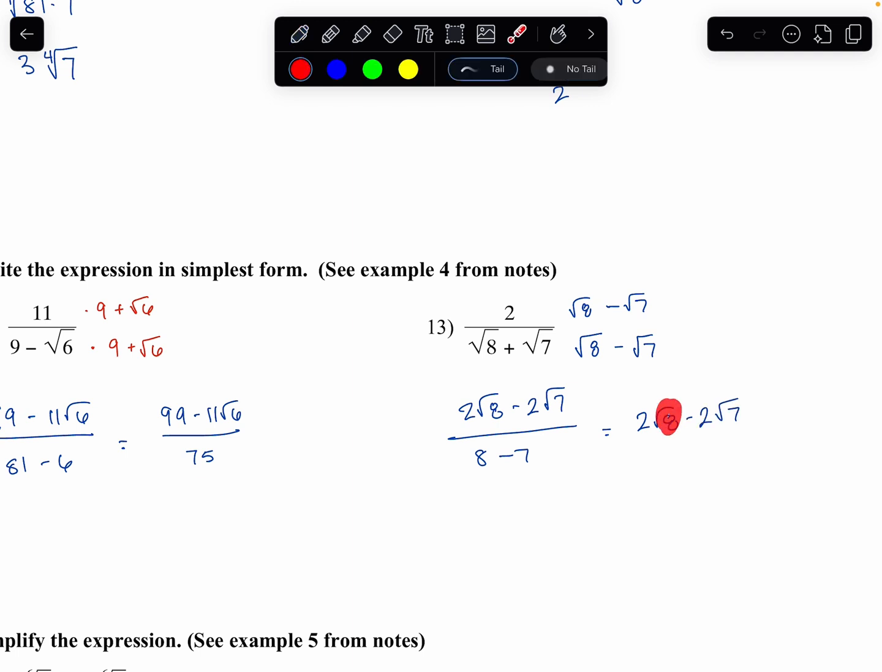And the square root of 8 is equal to 2 root 2. So this becomes 2 times by 2 root 2 minus 2 root 7, which becomes 4 root 2 minus 2 root 7.